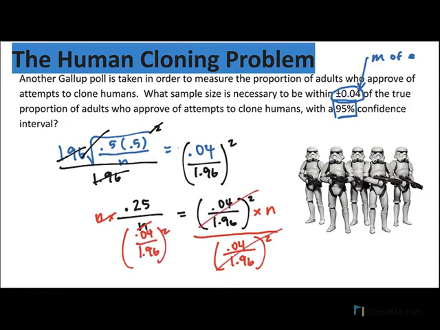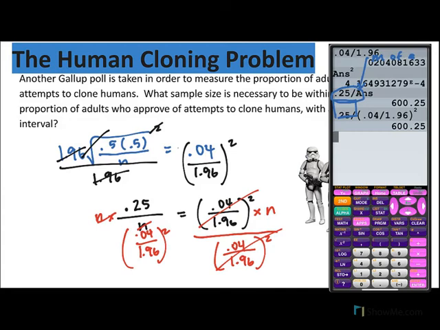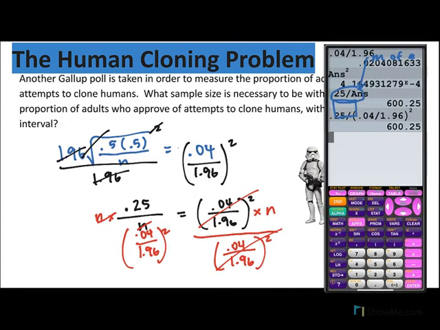Now, in terms of actually figuring out what that equals, there are several different ways that I can do that in my calculator, but one way is to do it step by step. My suggestion, if you're doing it step by step, is to make sure that you are not rounding in between. So if the first thing you do is divide 0.04 by 1.96, and the next step you square it, don't round that value. Your calculator, if you just hit squared, will know to take that last answer and square it.